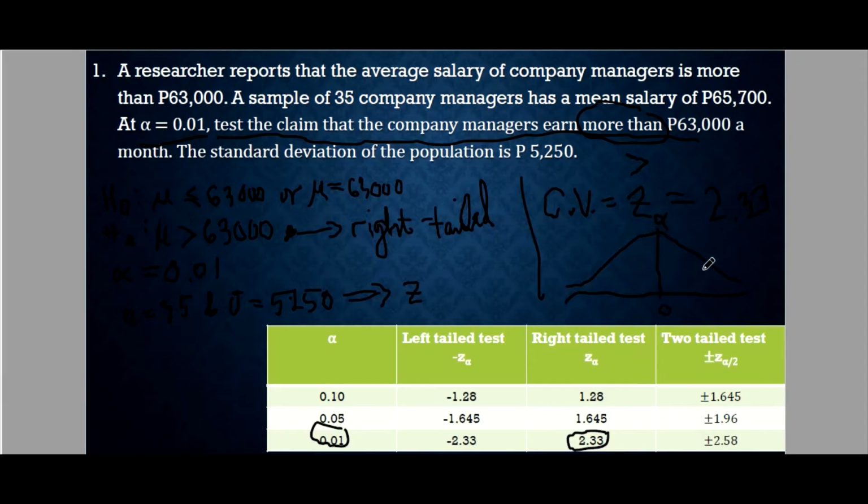If we draw this on a normal curve, this is what happens. This is the mean, or 0. This is positive, so this is our critical value. The critical value separates the unshaded region and the shaded region, or the non-rejection region and the rejection region. Take note, this is greater than, so the rejection region is this one. That is our critical value, and this area here is our critical region.